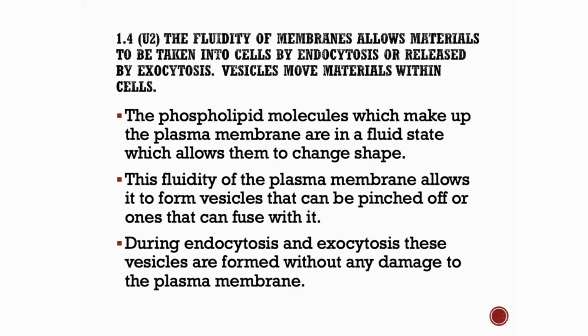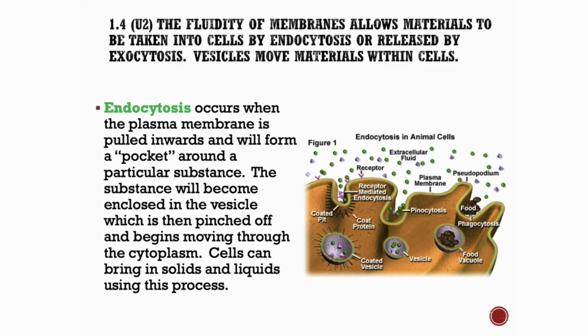tails. This fluidity of the plasma membrane allows it to form vesicles that can be pinched off or ones that can fuse with it. And during endocytosis and exocytosis, these vesicles are formed without any damage to the plasma membrane. So let's get to know what endocytosis and exocytosis are. First, we will start with endocytosis.